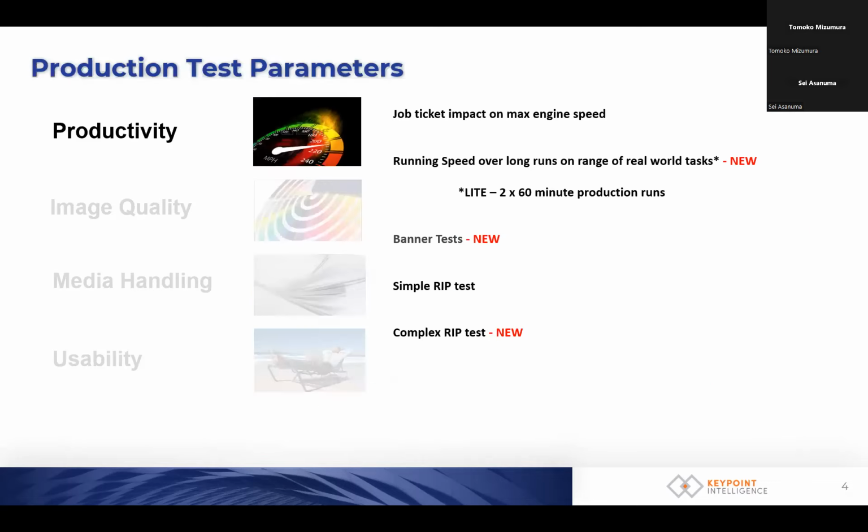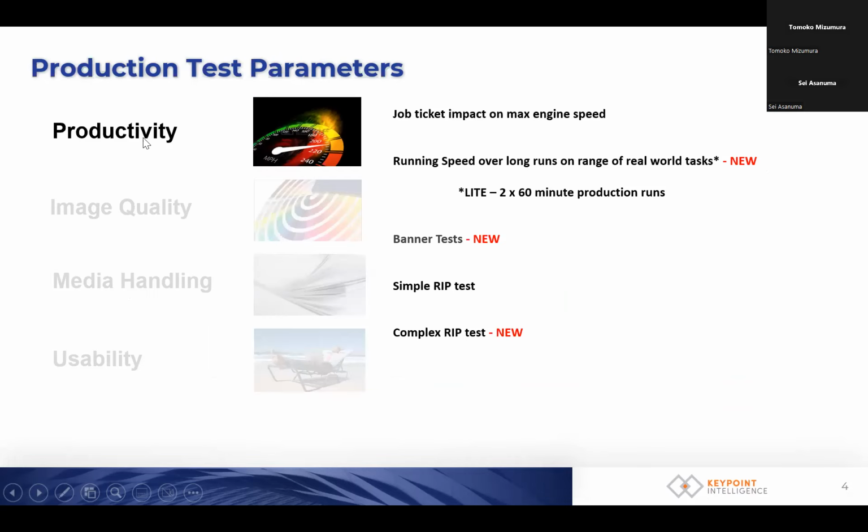Let me tell you a little bit about our production test. Our production test is focused on 4 areas. The first is productivity, also the print speed. Second, image quality. Third, media handling. And the last, usability. So first, the speed test, the productivity test.